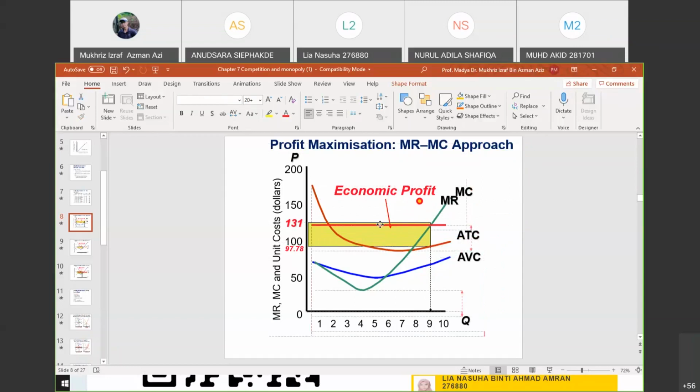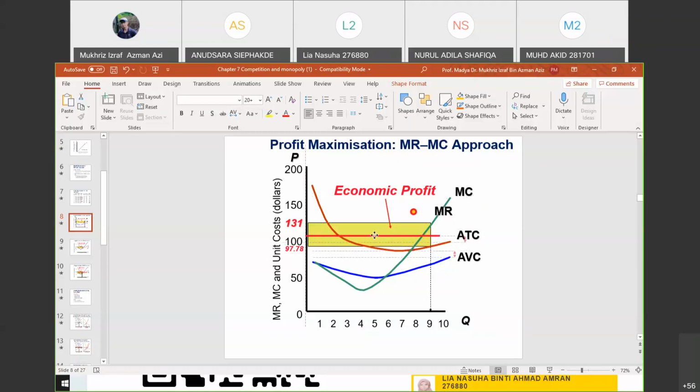Okay, positive profit. But if the price is just here, meaning exactly at the minimum point of average cost, this is what we call zero profit or normal profit. Normal profit is the same as zero profit. It's the same as break even. So in economics, we use the term zero profit or normal profit to illustrate revenue is equal to cost. So in this condition, the firm is not making any profit in the short run.